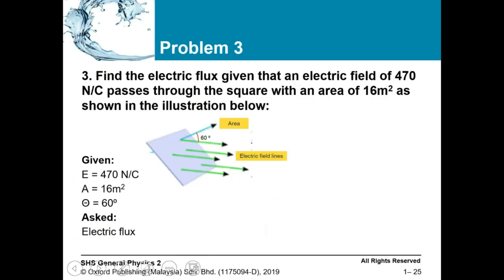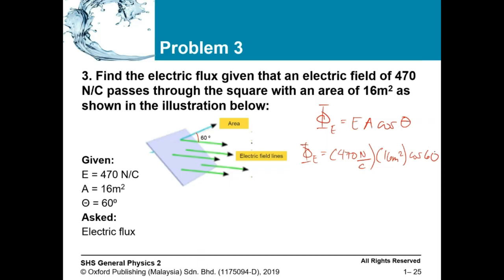So wait, sorry. Phi is equal to E times A times cosine theta. So just substitute the values. Our E is 470 Newton per coulomb. A is 16 meters squared. Cosine 60. Always use cosine because this is in proportion to the horizontal line or to the x-axis. Therefore, our phi is equal to, okay, even if you're only watching this video, please calculate also.